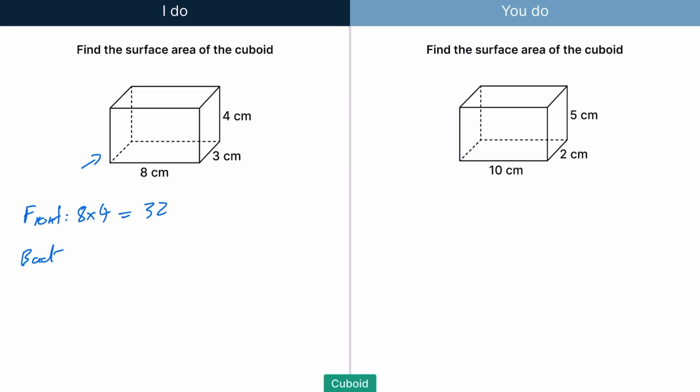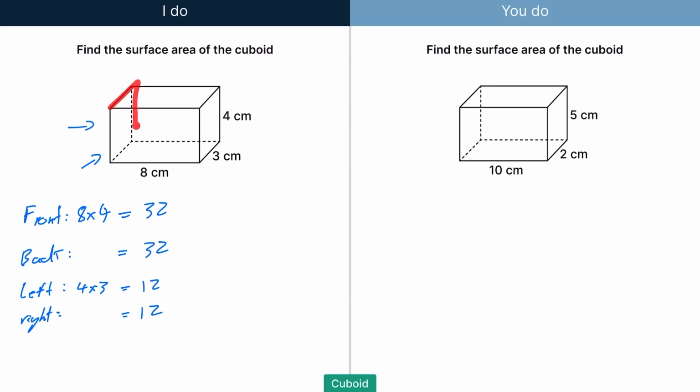Now the back is also going to be 32. So the back is this bit here, if I highlight that, because they're both the exact same. The front and the back are the same. So that's 2 sides done. I need to do 4 more because there's 6 faces altogether. If I do, let's just say this direction, so that is the left side. That is going to be 4 times 3, which is 12. And that is the same as the right side, which is also going to be 12.